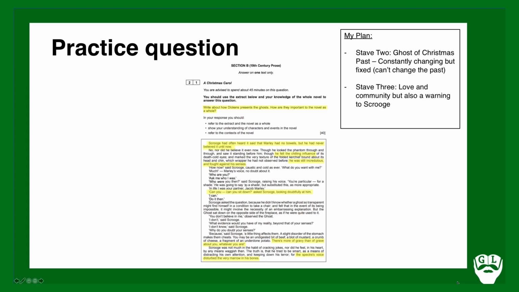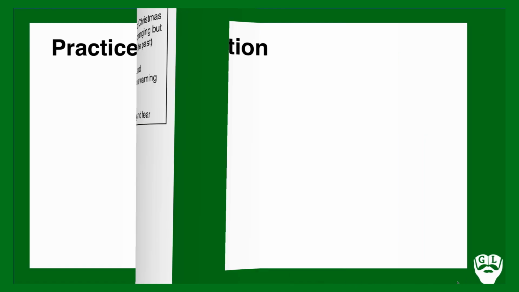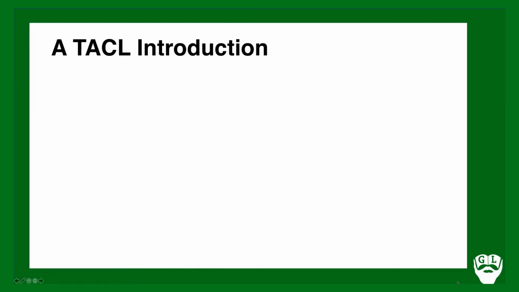I've also then produced a little bit on stave 3, the idea of the Ghost of Christmas Present, a symbol of love and community, but also a warning to Scrooge of Tiny Tim's perilous fate, and stave 4, misery and fear. Now, what is a TACKLE introduction?